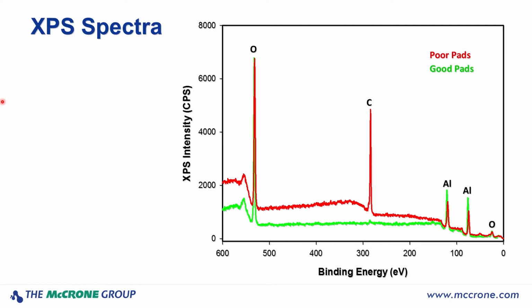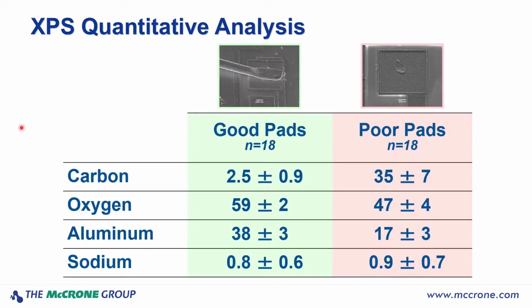But for this particular client, we were asked to do more work to try and identify further the type of contaminant and how much was present. In order to determine how much of the carbonaceous contaminant was present, a total of 18 good pads and 18 poor pads on a number of different dies were selected and analyzed, and then the spectra were quantified using standards. This table shows the results.